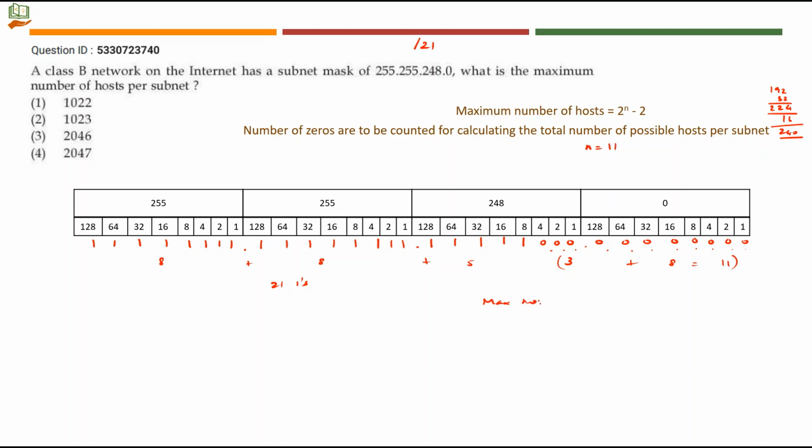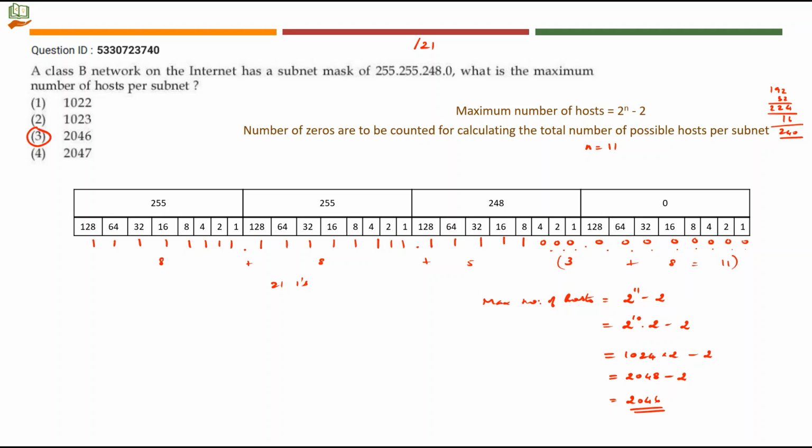Let's find the maximum number of hosts. What is 2 power n? It is 2 power 11 minus 2. 2 power 11 can be written as 2 power 10 into 2 minus 2. 2 power 10 is 1024. This is 1024 into 2 minus 2. What is 1024 into 2? It is 2048 minus 2, which is equal to 2046. These many hosts will be there per subnet. Option number 3, 2046 will be the right answer.